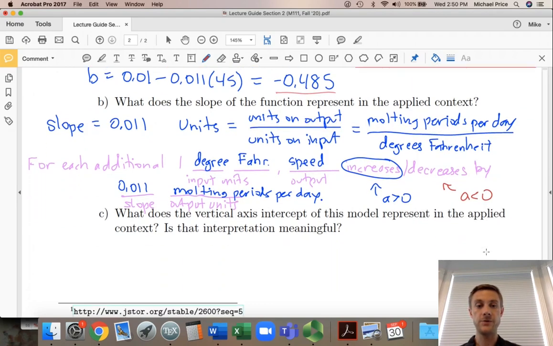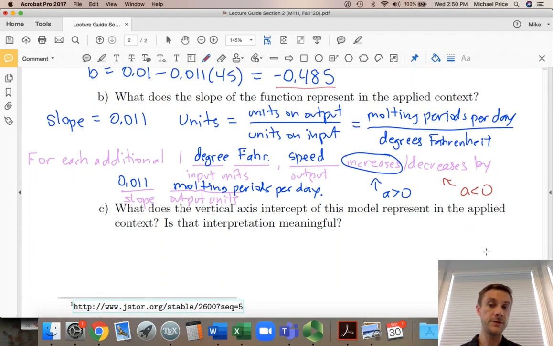Okay, last question. What does the vertical axis intercept of this model represent? So we talked about slope, which is arguably the more important of these two interpretations. Vertical axis intercept, you could talk about any function this way. Every function that crosses x equals 0 has an interpretation like this. Only linear functions have a slope to talk about. So there's that. So what does this mean?